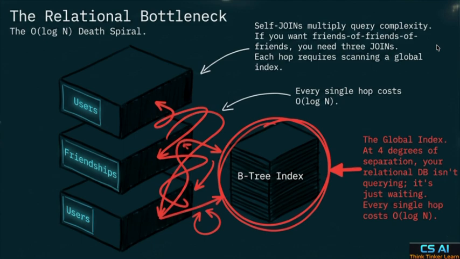To understand why we need graphs, we have to look at the relational bottleneck, what I call the O(log n) death spiral. In a SQL database, relationships are handled via foreign keys and joins. If you want to find friends of friends, you need three joins. Each hop requires scanning a global binary tree index, and each of these scans costs O(log n). By the time you reach 4 degrees of separation, your relational database isn't querying anymore. It's just waiting. The performance collapses exponentially as the depth of the relationship increases.